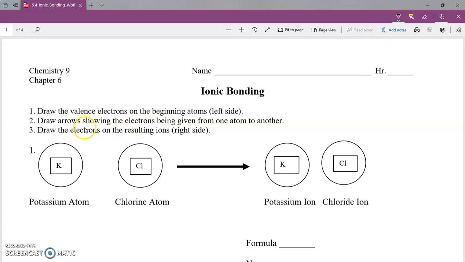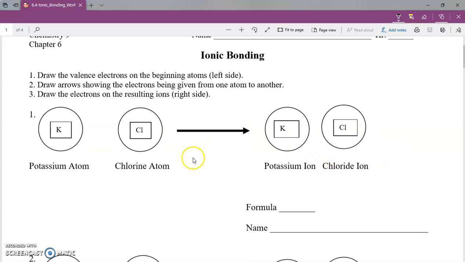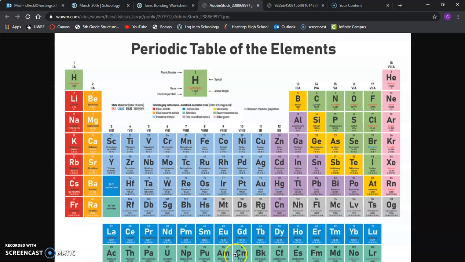Ionic bonding worksheet. It says draw the valence electrons on the beginning atoms here. Draw the arrow showing the electrons being given from one atom to another, and draw the resulting ions on the right side. So, let's go through a few things here. The potassium atom versus the chlorine atom. Now, a potassium atom, if I check a periodic table, potassium's right here. Now, we can see that it is in group 1, right?